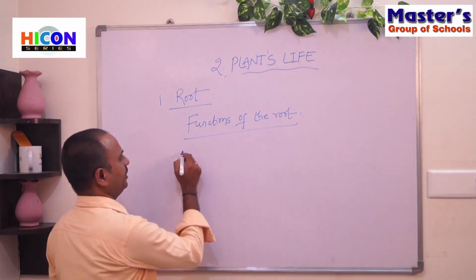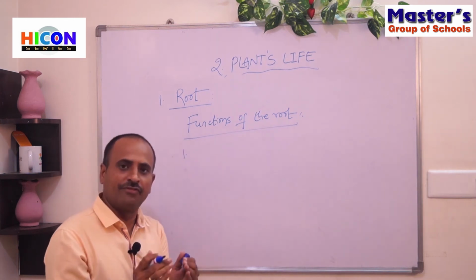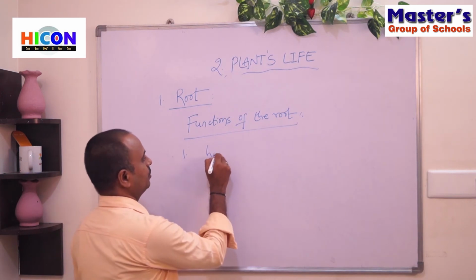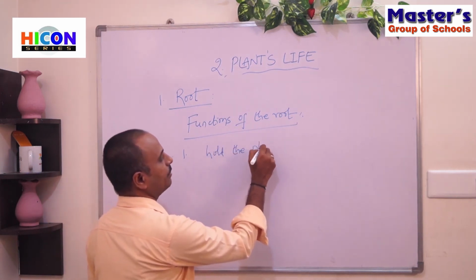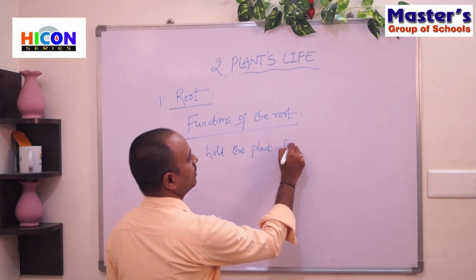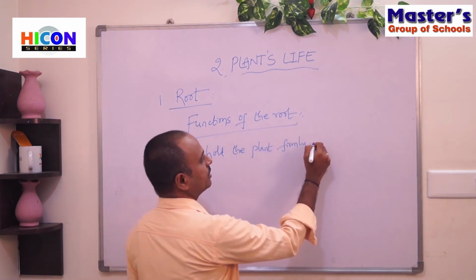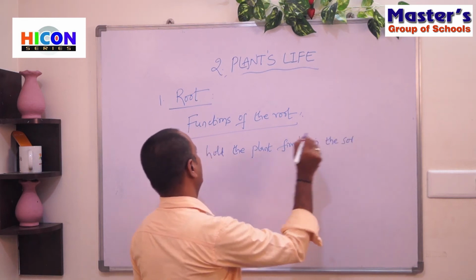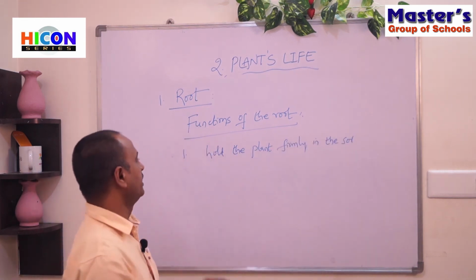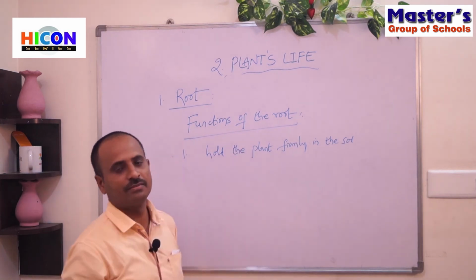So the first function is, these roots will hold the tree firmly in the soil. So they hold the plant firmly in the soil. That means these roots give support for the plant without falling down. So the first function of the root is that the roots will hold the plant firmly in the soil.